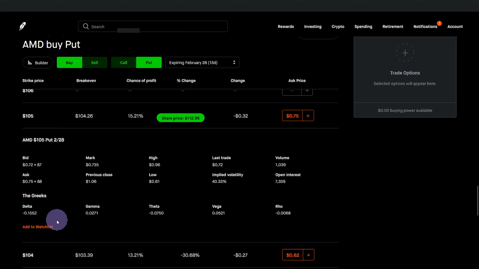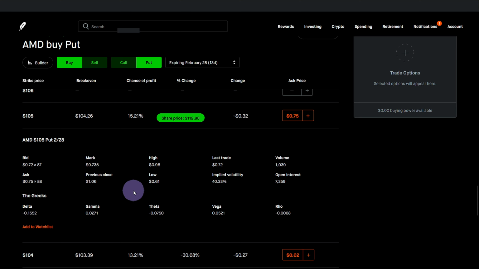And that also makes sense. Do we really think that AMD is going to close under 105 by expiration? Well, maybe, but there's a good chance that it won't, because looking at our expiration date, it only has 13 days to make that move. So there's a higher probability that this contract will expire out of the money and worthless.